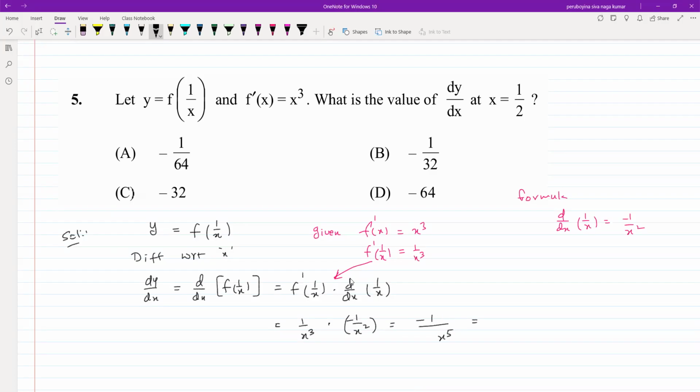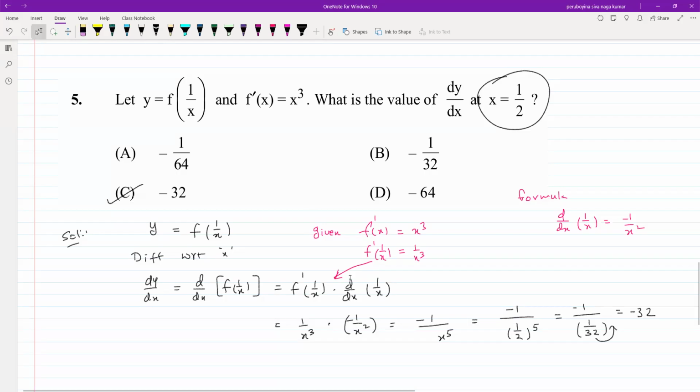And he is asking at x value 1 by 2, how much is dy by dx? So minus 1 by 1 by 2 whole power 5. So minus 1 by 1 by 32. 2 power 5 is 32, and it becomes the numerator. So minus 32. Option C is correct.